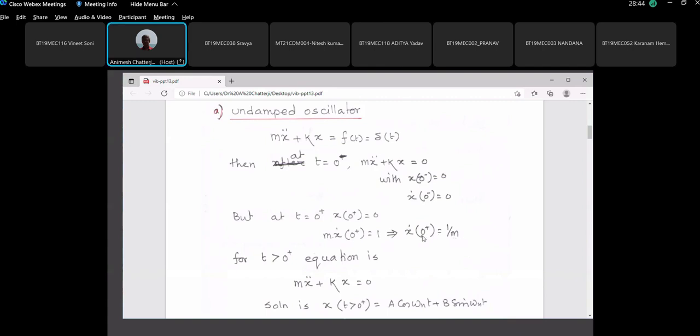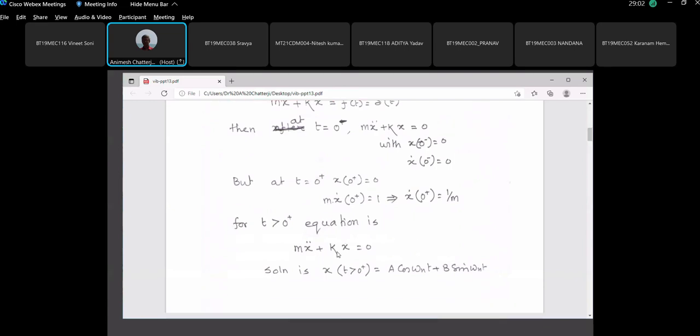But because the impulse is gone, my equation is still mx double dot plus kx is equal to 0. It is free vibration. Why will the free vibration begin? Because an initial condition has been set up. So what is the solution of free vibration, mx double dot plus kx equal to 0? We know the solution is a cos omega nt plus b sin omega nt. In this free vibration solution, we apply the initial conditions: x 0 is 0, x dot 0 is 1 by m.